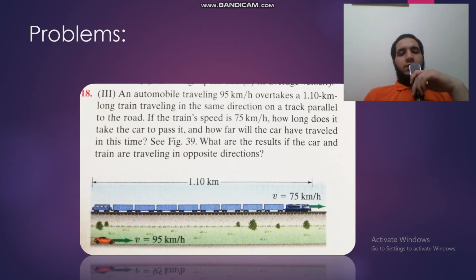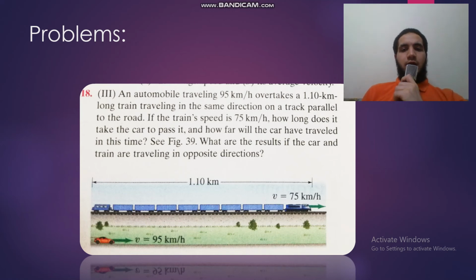And here is another problem. An automobile traveling 95 km per hour overtakes a 1.1 kilometer long train traveling in the same direction on a track parallel to the road. If the train's speed is 75 km per hour, how long does it take the car to pass it? And how far will the car have traveled in this time?